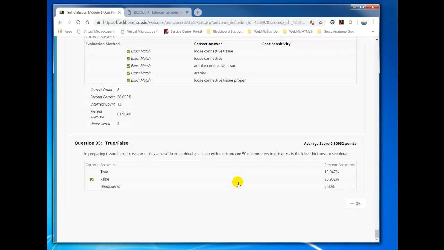In preparing tissue for microscopy, cutting a paraffin embedded specimen with a microtome 50 microns in thickness is the ideal thickness to see detail. Well, the thinner you have it, the better, and certainly 50 microns is way too thick. It should be at least only 10 microns, and even below that. The thinner you get the specimen, the more detail you can see.